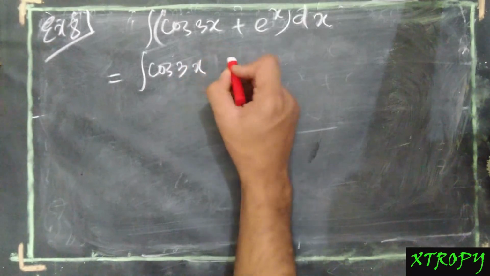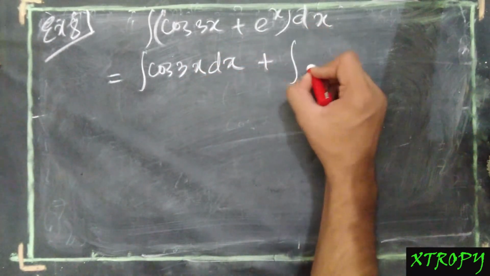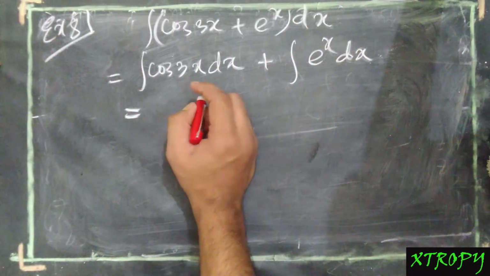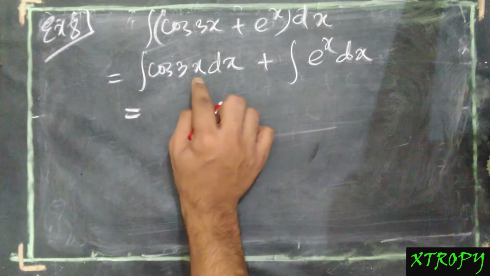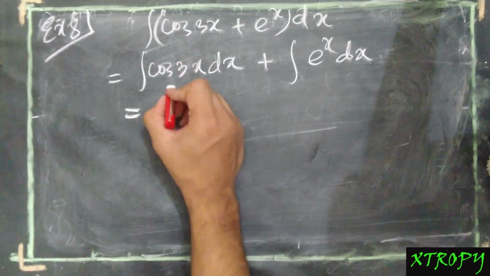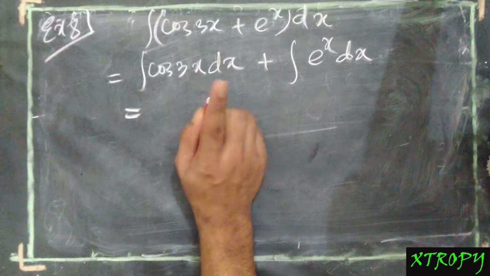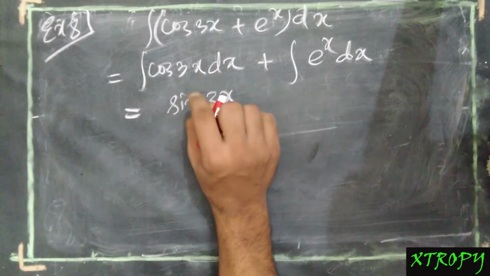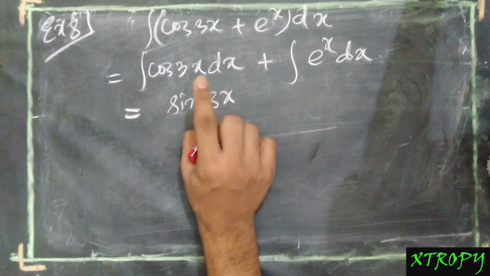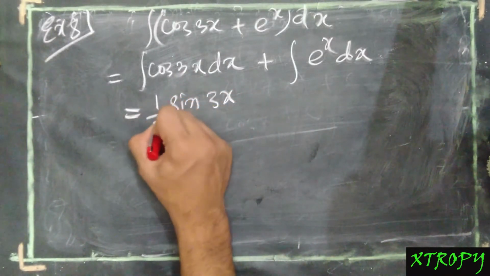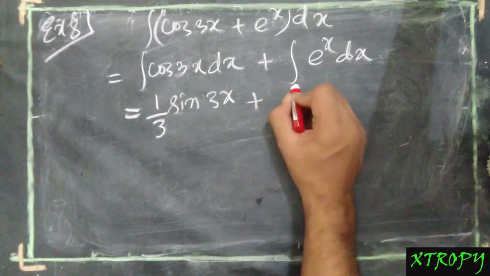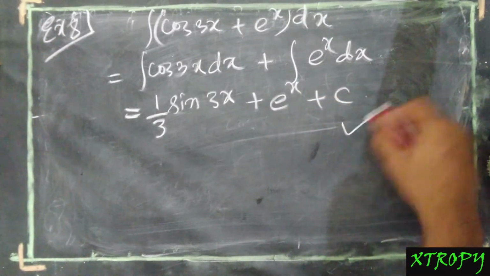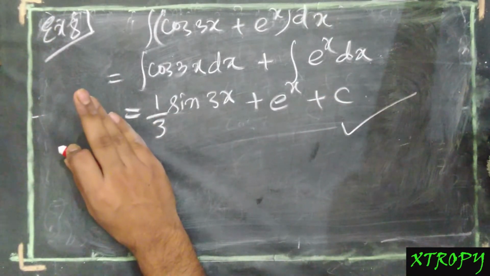Integration of cos 3x dx plus integration of e power x dx. Now cos 3x. Here x is not alone, it is attached with a 3. So if you directly integrate cos 3x to sin 3x and leave it like this, it is wrong. I told you to divide the final result by the coefficient of x. So it is actually 1 by 3 sin 3x plus the integration of e power x, which is e power x, plus c. So wasn't it simple? This is your example number 8.